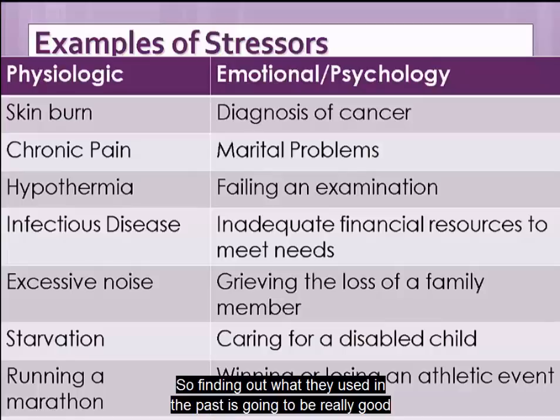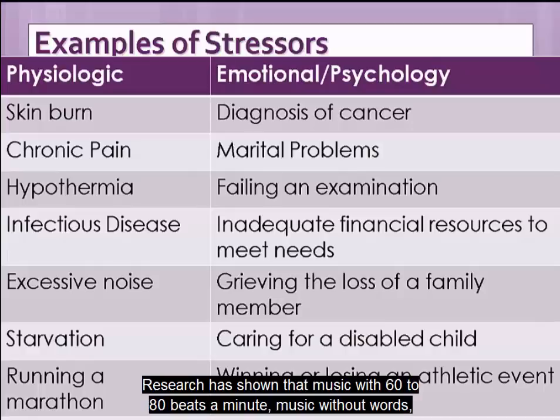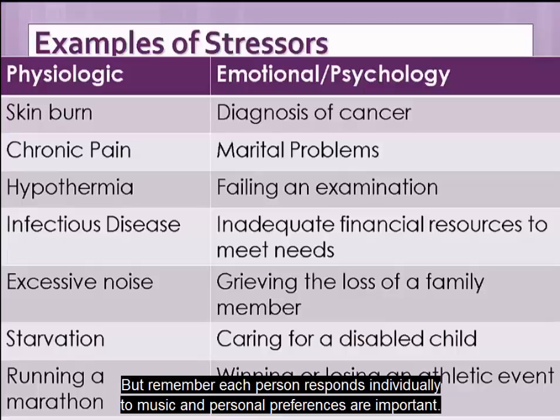So finding out what they used in the past is going to be really good to help assess their coping mechanism. Research has shown that music with 60 to 80 beats a minute, music without words, and music composed by Mozart are frequently recommended to reduce stress. But remember, each person responds individually to music, and personal preferences are important.